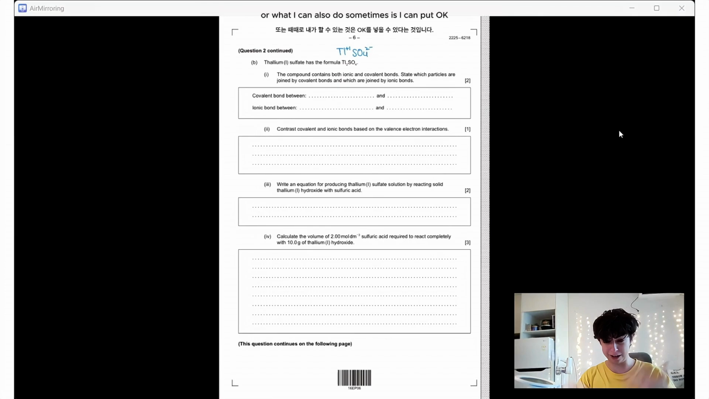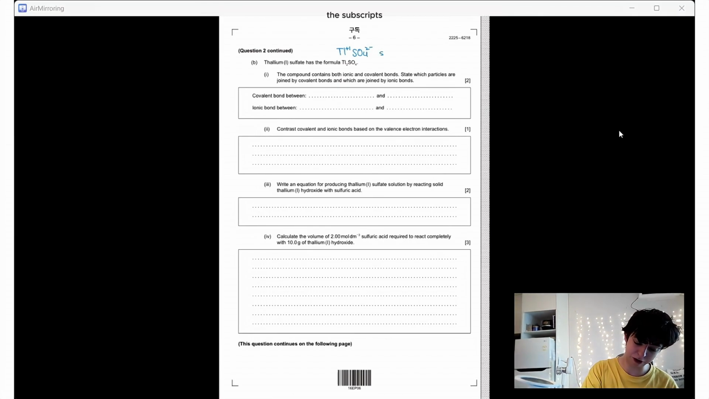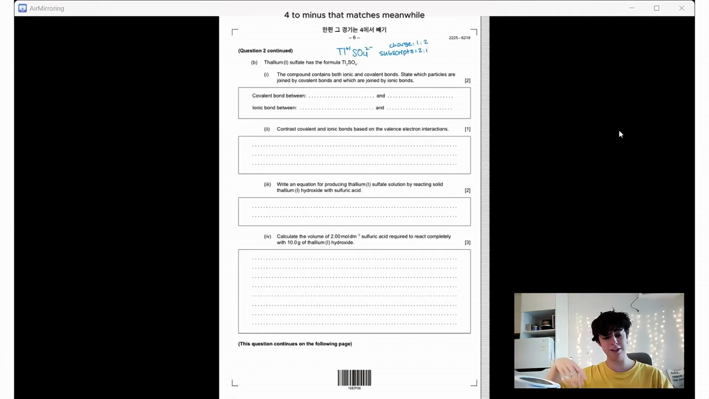Okay. Or what I can also do sometimes is I can put, okay, the subscripts are 2 to 1. So that means that the charge is the opposite ratio of 1 to 2. So SO4 2 minus, that matches. Meanwhile, thallium Tl would be +1. Okay. So that is an option. So just noting that immediately.